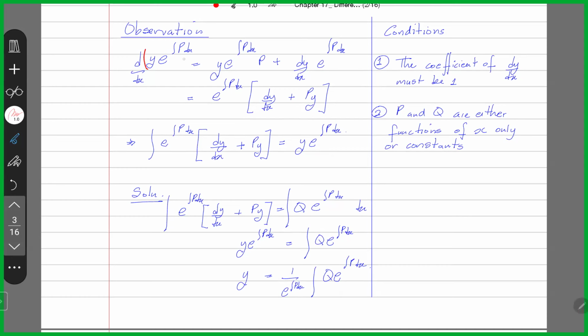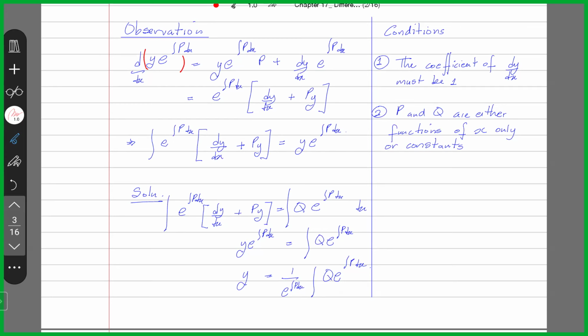We're differentiating this. All right, now when you differentiate, it's a product. So you would what? Leave the first, differentiate the second. The second is e, the integral of p dx. When you differentiate e to the x, you're going to get back e to the x. But you have to multiply by the differential of the inside function. The inside function will be the integral of p.